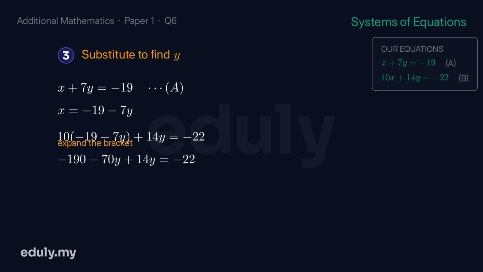Expand. 10 times negative 19 is negative 190, and 10 times negative 7y is negative 70y. Collect the y terms. Negative 70 plus 14 is negative 56. Move negative 190 to the right side. Negative 22 plus 190 is 168. Divide both sides by negative 56. Y equals negative 3.